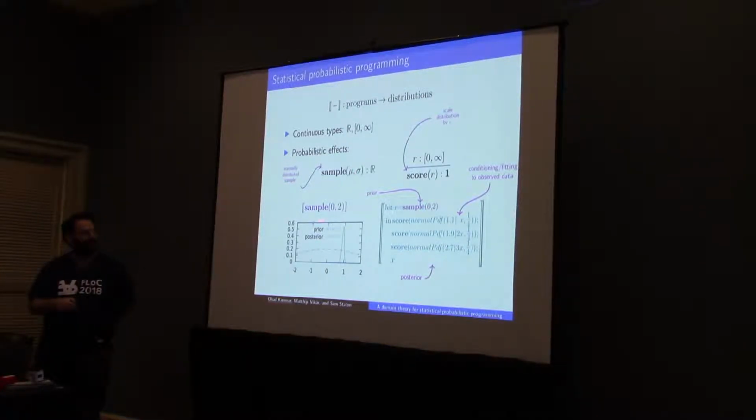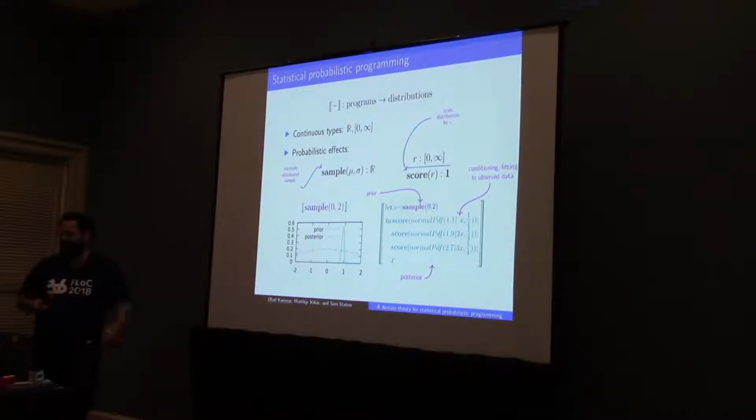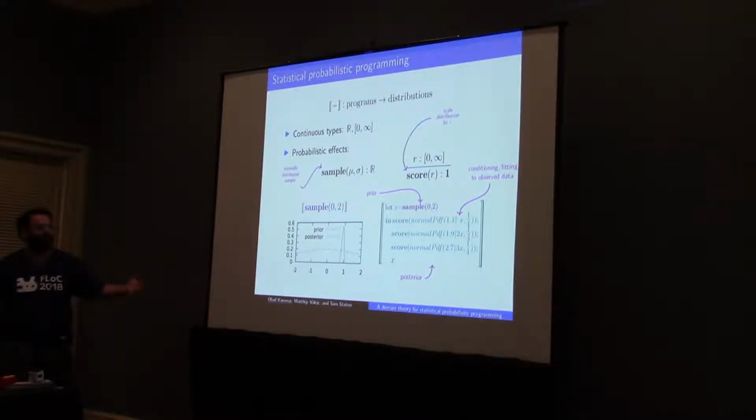And the meaning of such a sample, say normal with mean 0 and standard deviation 2, would be this flat normal distribution. The second effect, a very primitive, very low-level effect, is scoring or reweighting a distribution by a factor r. So if r is a non-negative extended real, we can score a distribution by just scaling it up by that factor. And then a model will look like this.